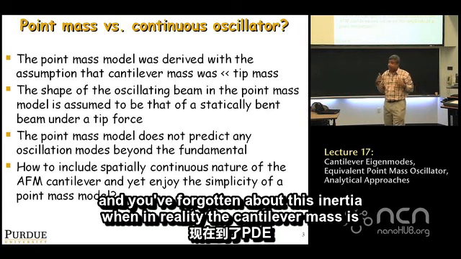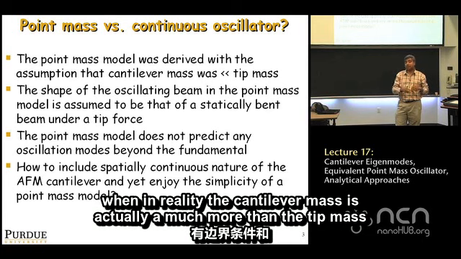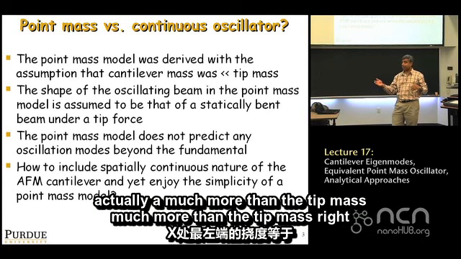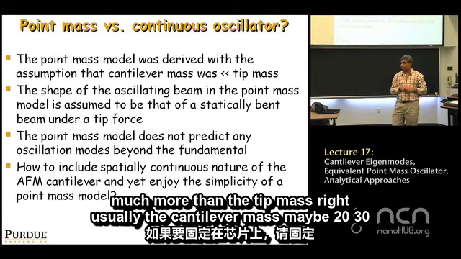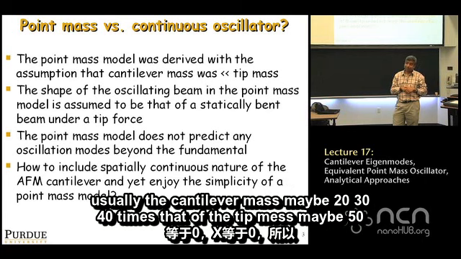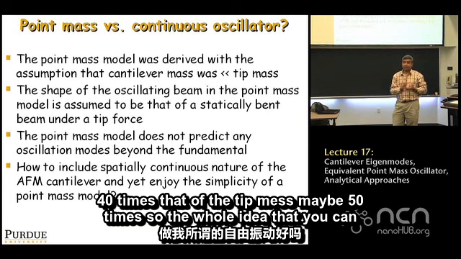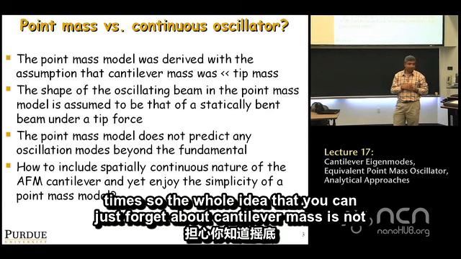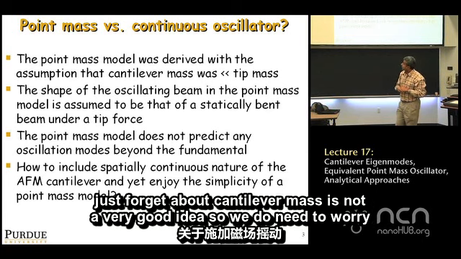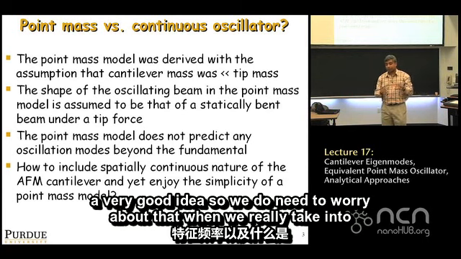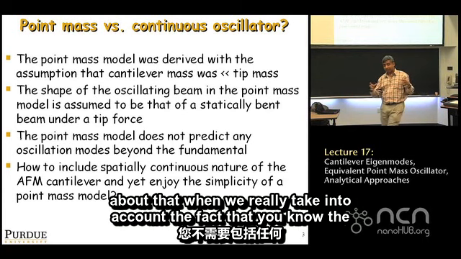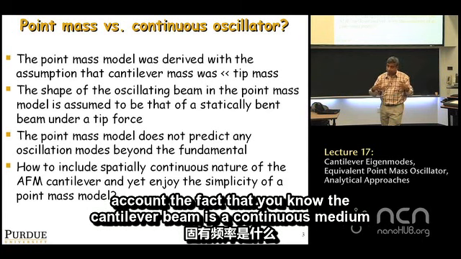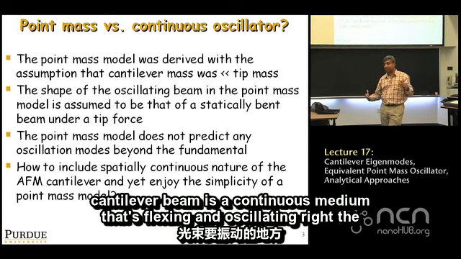When in reality, the cantilever mass is actually much more than the tip mass. Much more than the tip mass, right? Usually the cantilever mass may be 20, 30, 40 times that of the tip mass. Maybe 50 times. So the whole idea that you can just forget about cantilever mass is not a very good idea. So we do need to worry about that when we really take into account the fact that the cantilever beam is a continuous medium that's flexing and oscillating, right?